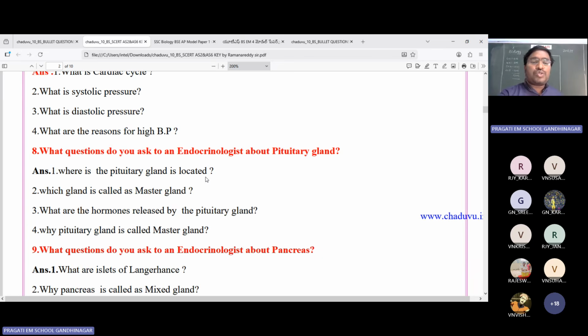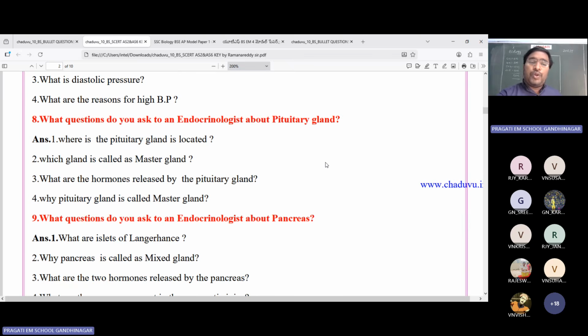Next, what questions do you ask an endocrinologist about the pituitary gland? Where is the pituitary gland located? Which gland is called the master gland? What are the hormones released by the pituitary gland? Why is the pituitary gland called the master gland? Like that, you can ask.